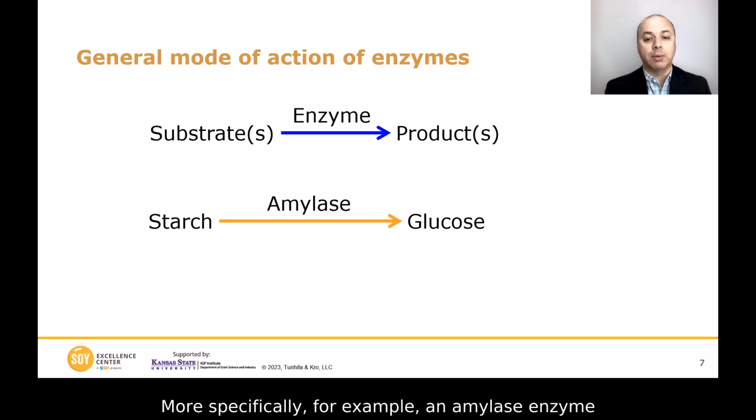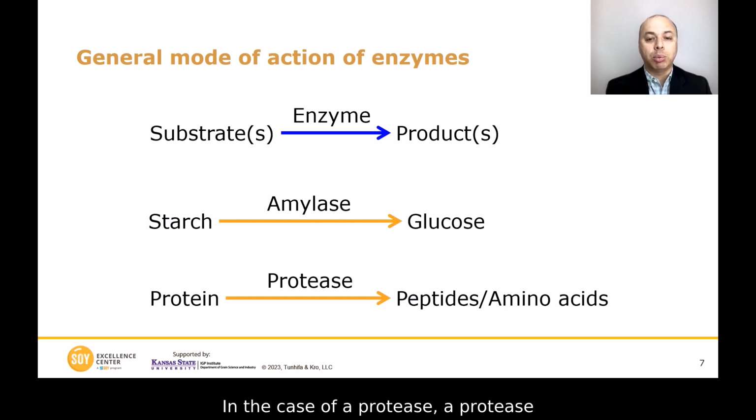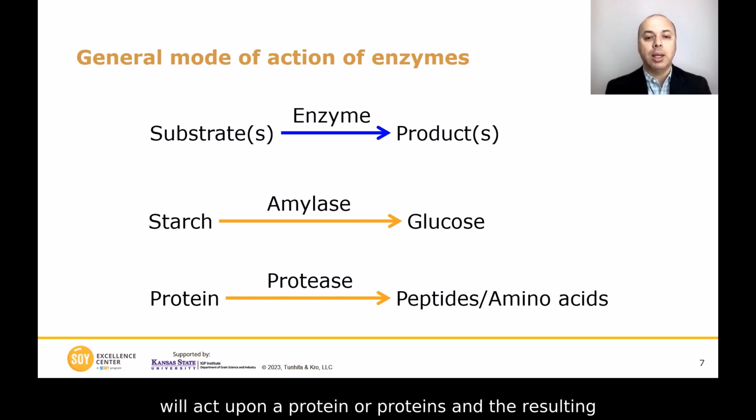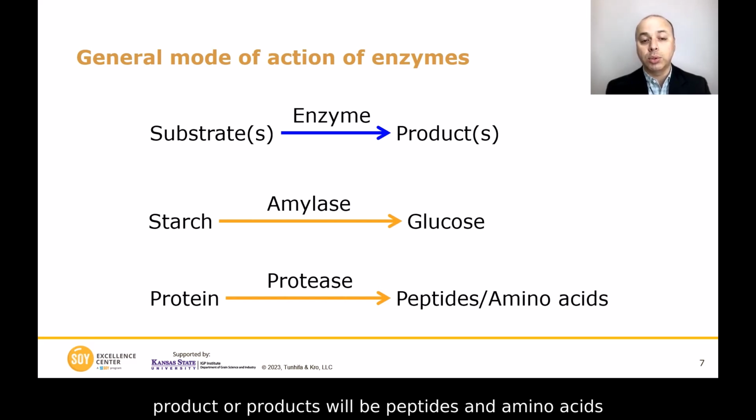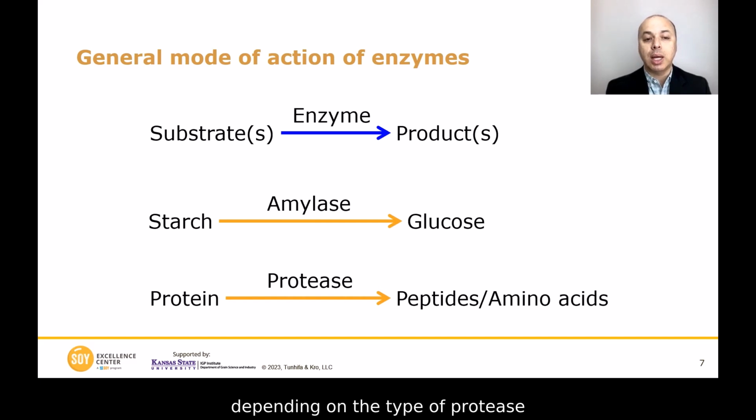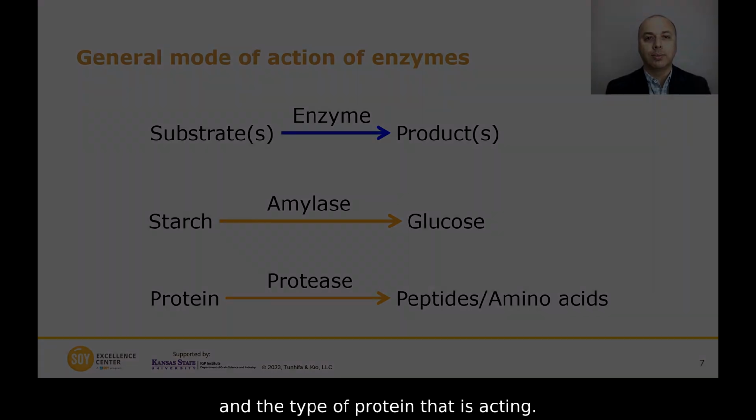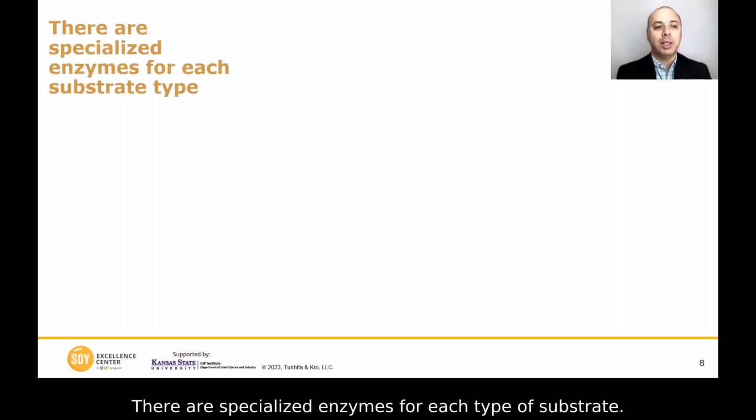More specifically, for example, an amylase enzyme can work on starch to produce glucose monomers. In the case of a protease, it will act upon a protein or proteins, and the resulting product or products will be peptides and amino acids, depending on the type of protease and the type of protein that is acting. There are specialized enzymes for each type of substrate.